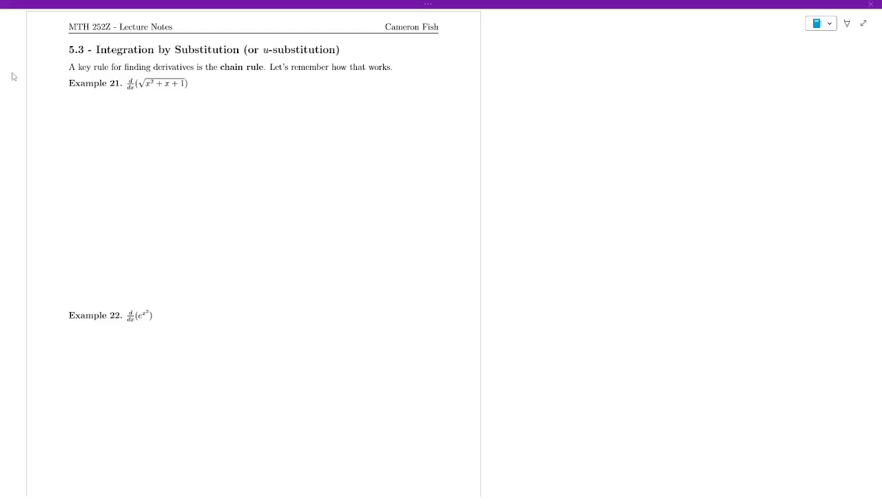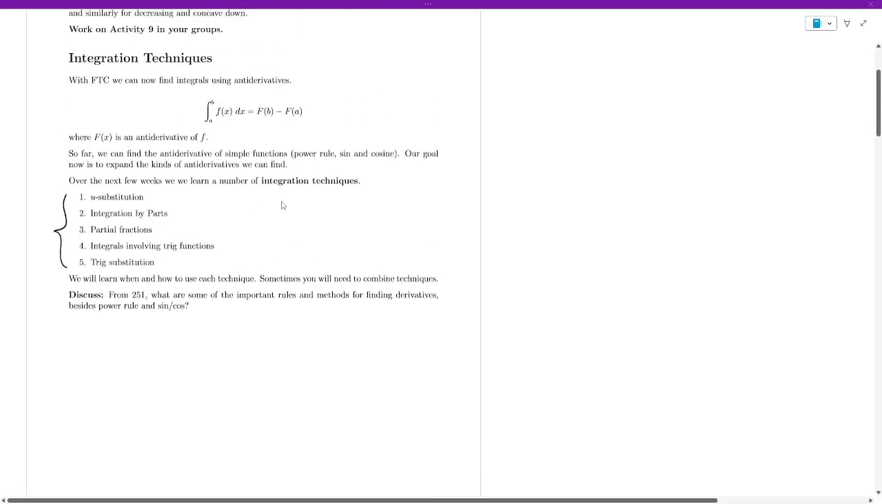Hi, so welcome. Today we're going to talk about 5.3, integration by substitution, also called u-substitution. So let's start with a recap about the fundamental theorem of calculus, which we talked about last time. Remember, we were interested in finding the integral of a function between a and b. Just remember what that looks like.